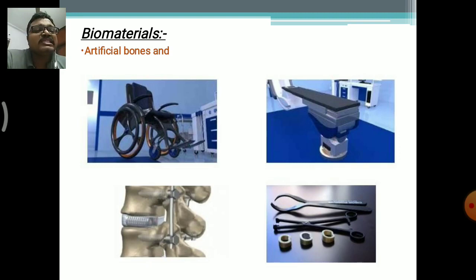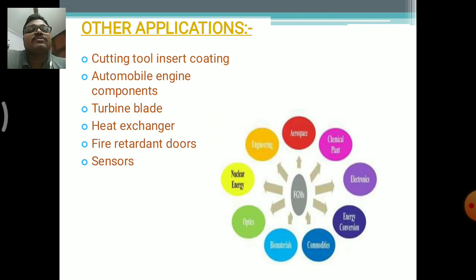Next are the stretchers, and the third one is connecting bone marrow or teeth. Next, a number of parts are used for biomedical applications, that is in surgeries or other applications. The scissors are also made with FGM materials. Other common applications are cutting tool insert coatings, that is coatings used on cutting tools such as drill bits and other components.